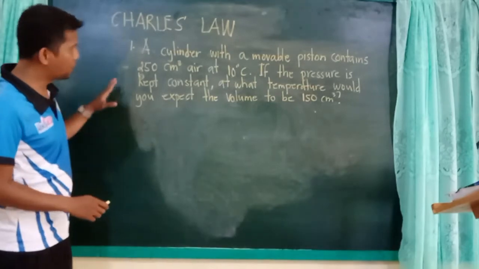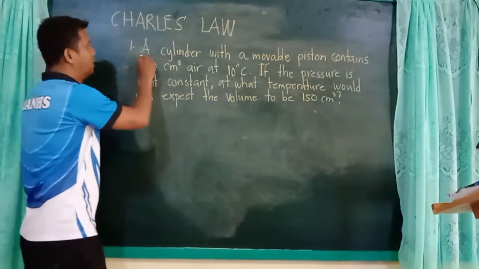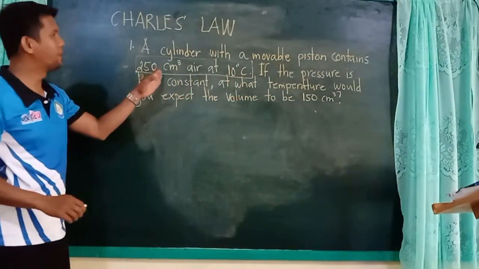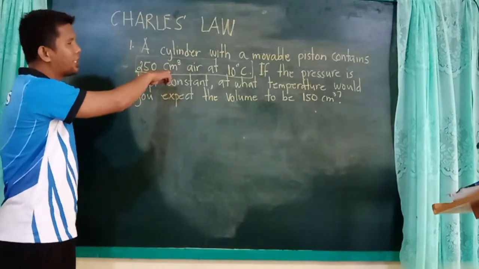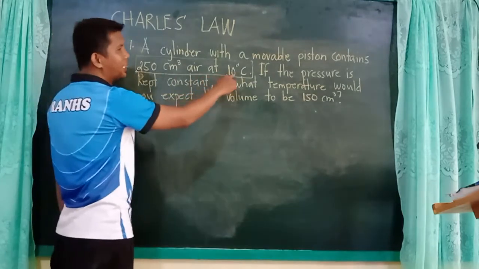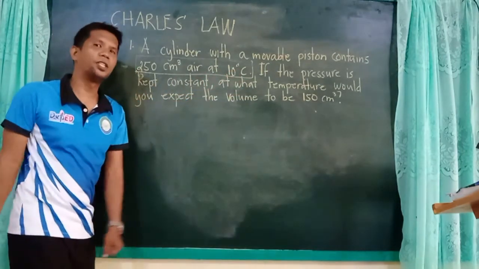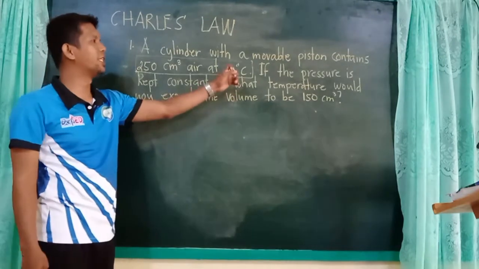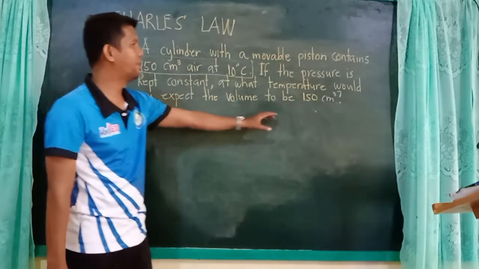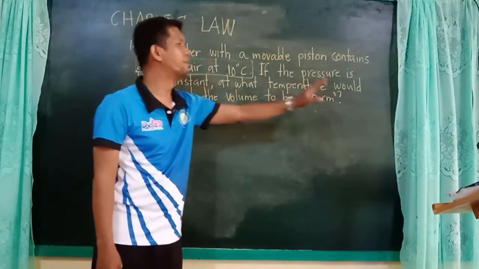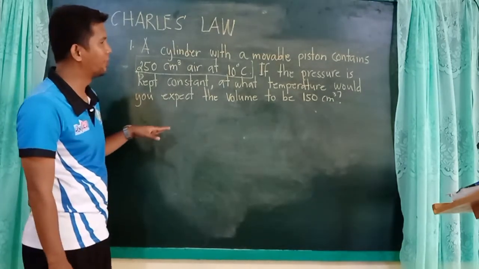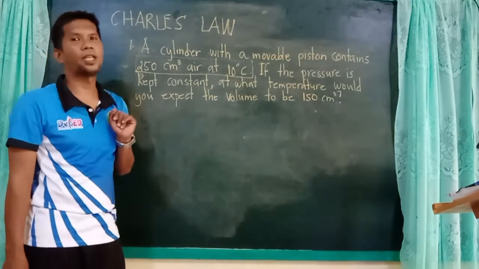Now, in this problem, these are the values that we have. 250 cm³: cubic centimeter is a unit for volume, so 250 is a volume. And then 10 degrees Celsius is a unit for temperature, so 10 degrees Celsius is our temperature. We also have another given, which is 150 cm³, which is also a volume. So the question is, we are looking for the value of the temperature.